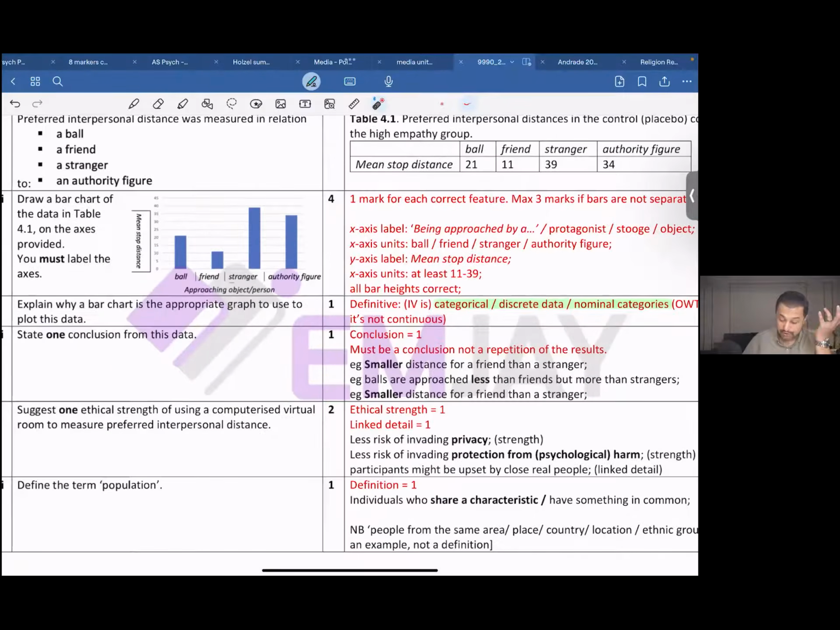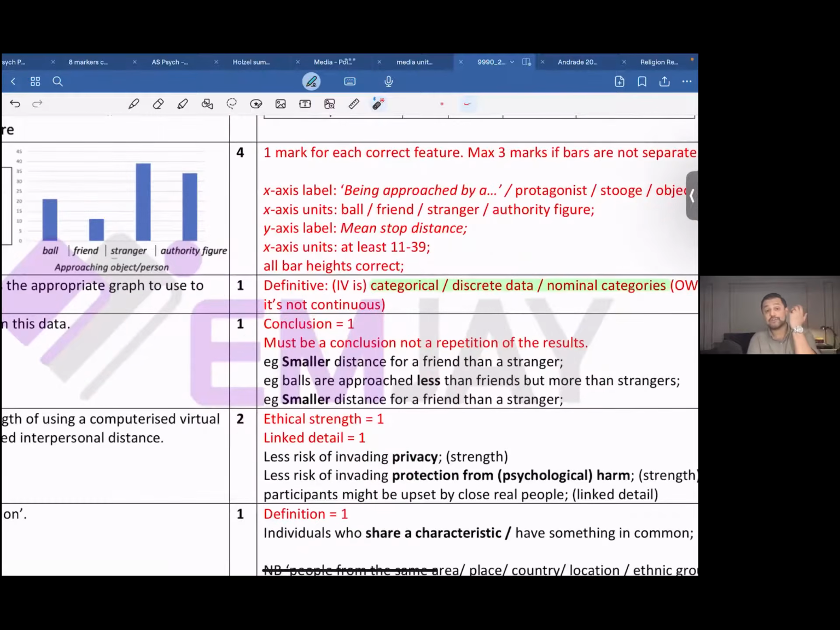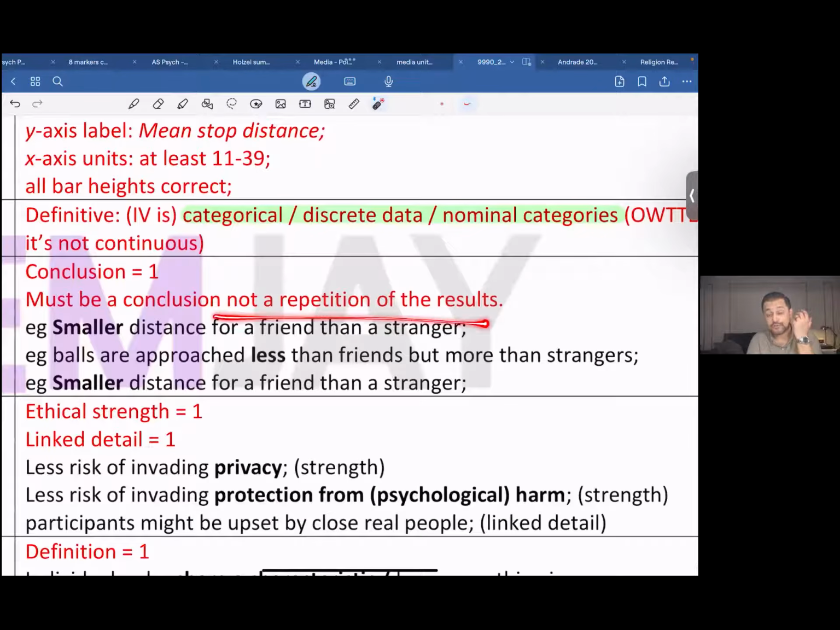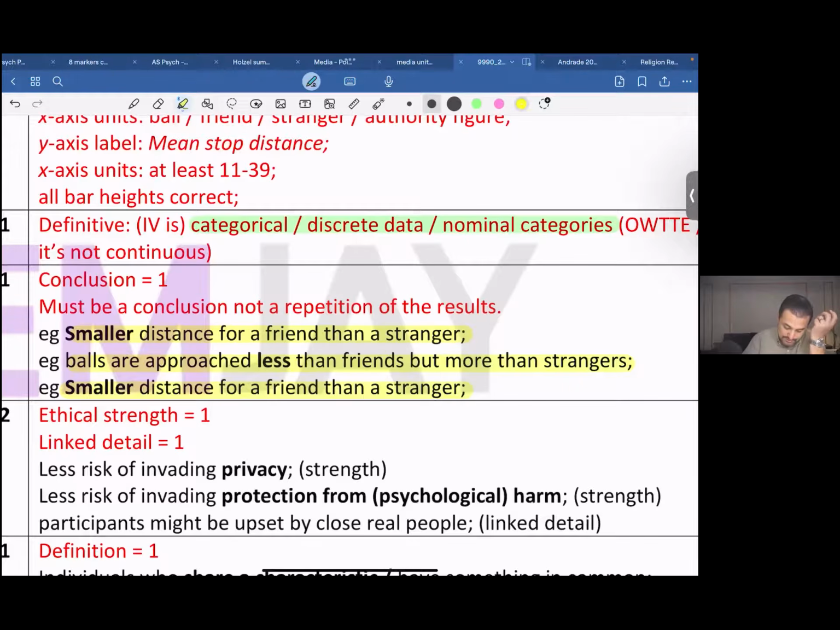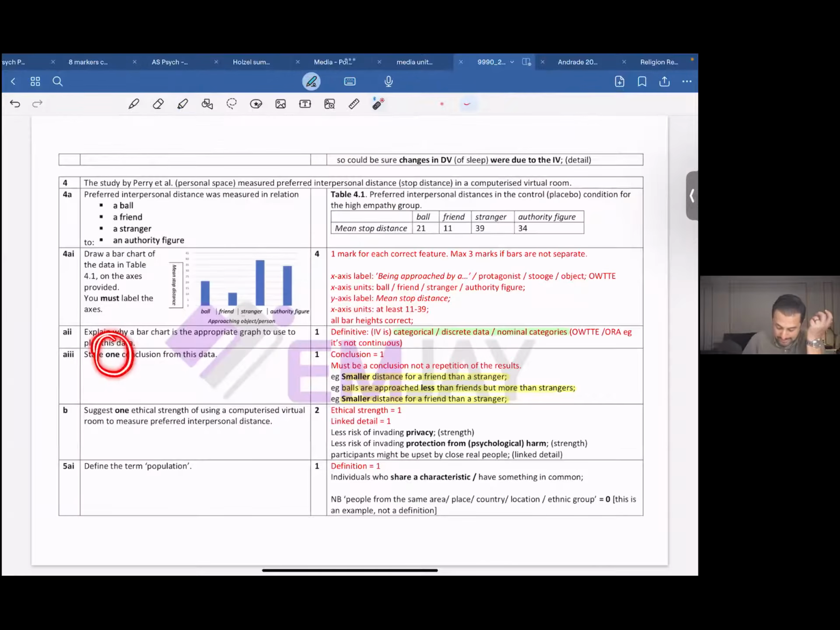Must be a conclusion, not a repetition of the results. Remember, there's a difference between results and conclusion. Results are more specific. Conclusion is typically your description or your explanation of those results. So example, smaller distance for a friend than a stranger. Example could be balls approached less than friends but more than strangers. You are just asked to write down one conclusion, write down any amongst these 3 and you get your mark.